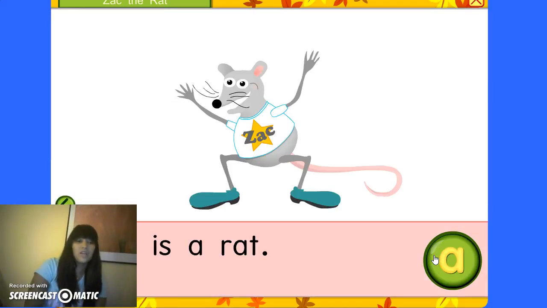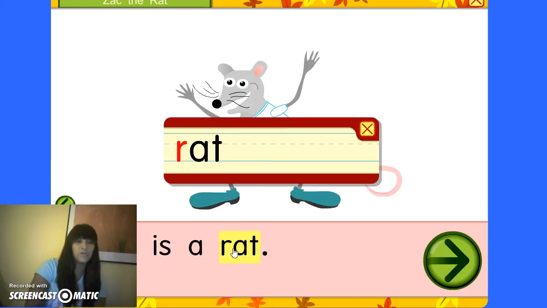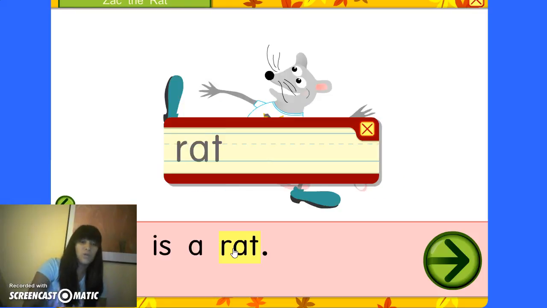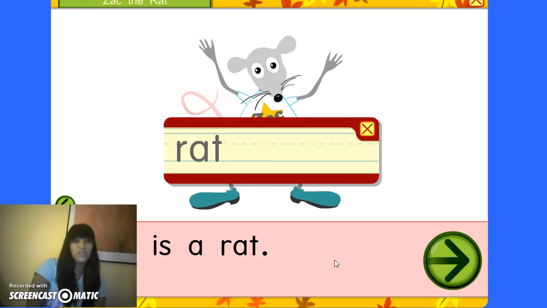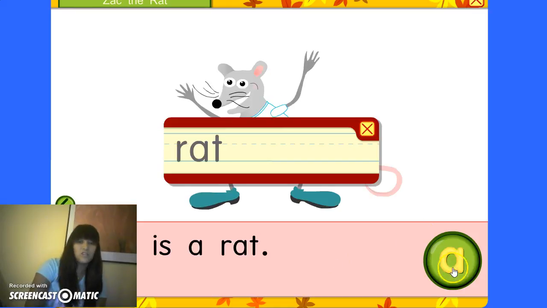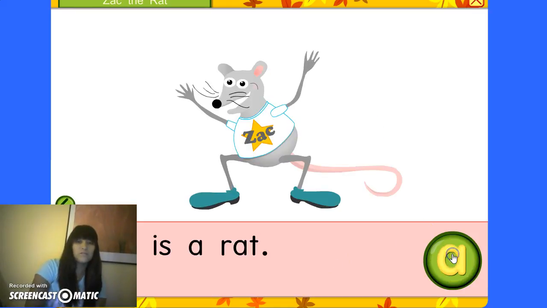Now here, they have a little icon that has an ear if you would like to be able to hear the sentence read to you. Or if you are struggling with a word, you may click on any of the words and it will repeat it for you and sound it out. Once you've finished reading the sentence, you can click on the arrow and move on.